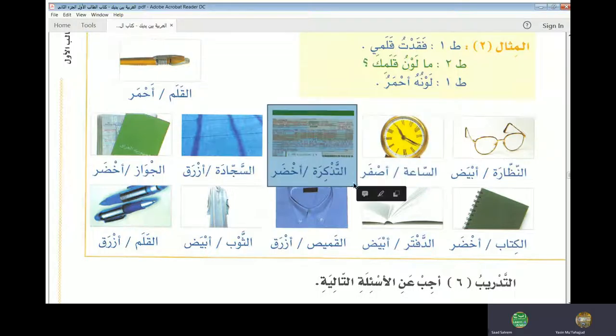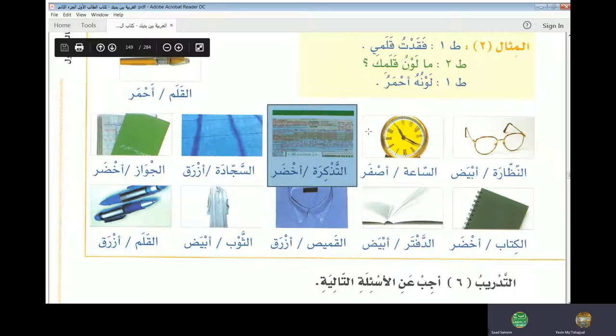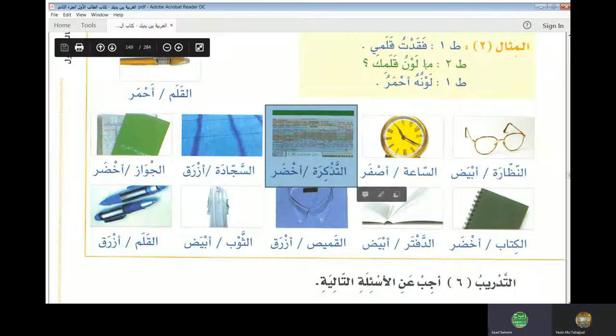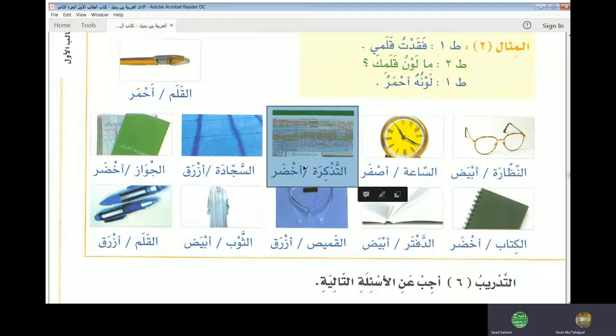Now you are first student. Fakadatu tazkirati. She mean my. Okay. Ma launu tazkiratika? Launuhu akhdar. Wrong. Tazkira is a feminine word. So it's launuha akhdar. Okay, launuha akhdar.